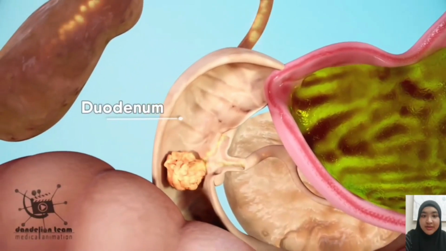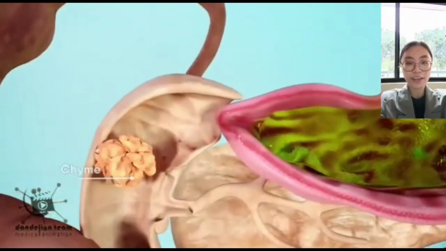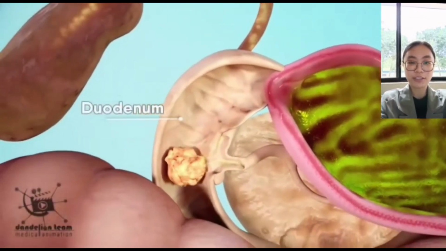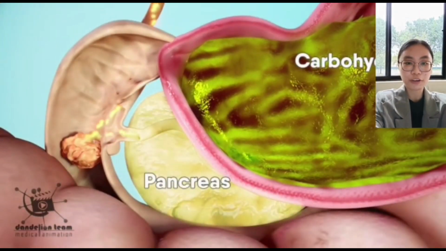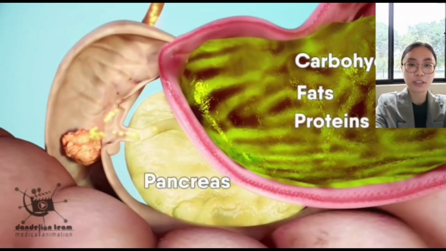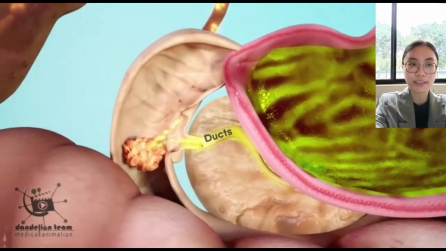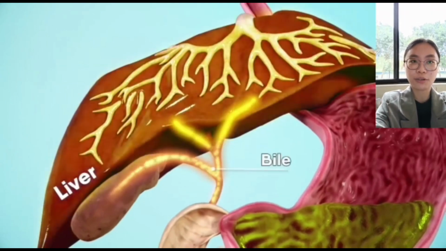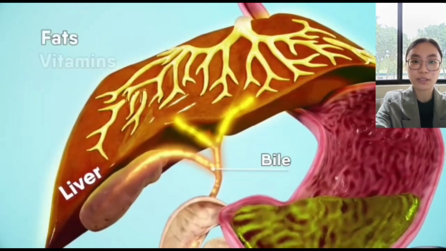Chyme will then enter the small intestine from the stomach. So what happens after the chyme leaves the stomach? It first enters the first section of the small intestine called the duodenum. The pancreas makes digestive enzymes such as trypsin, chymotrypsin, and carboxypolypeptidase and sends them to the duodenum through ducts, whereas the liver makes bile, which is an alkaline secretion, and stores them in the gallbladder.